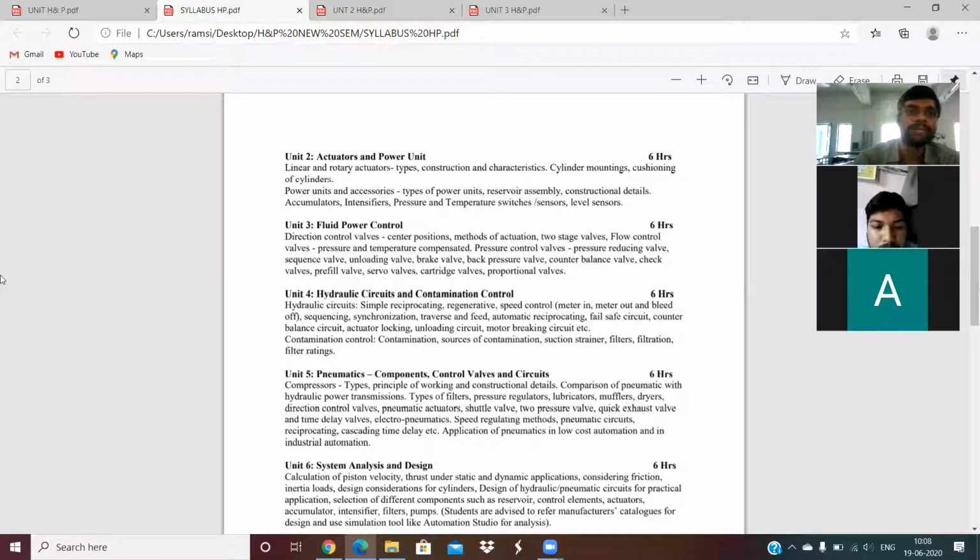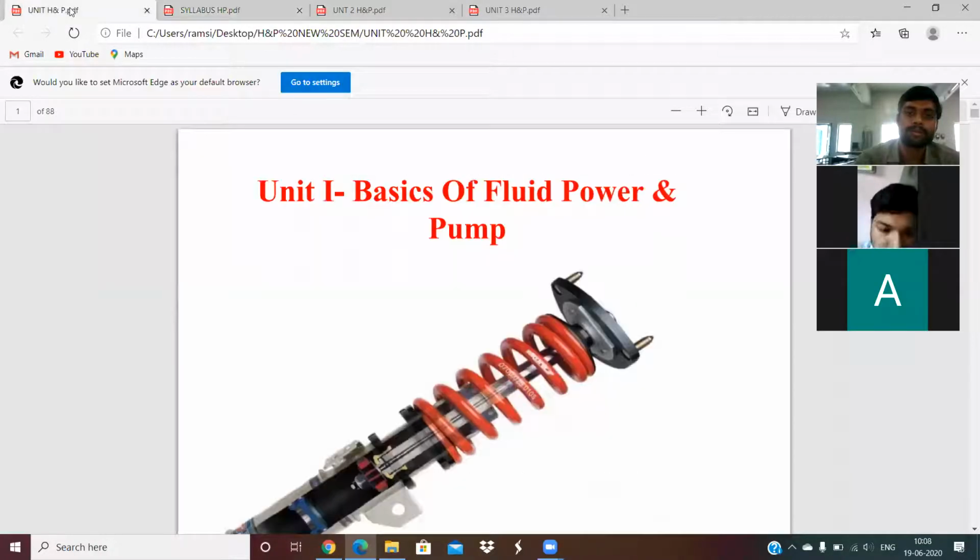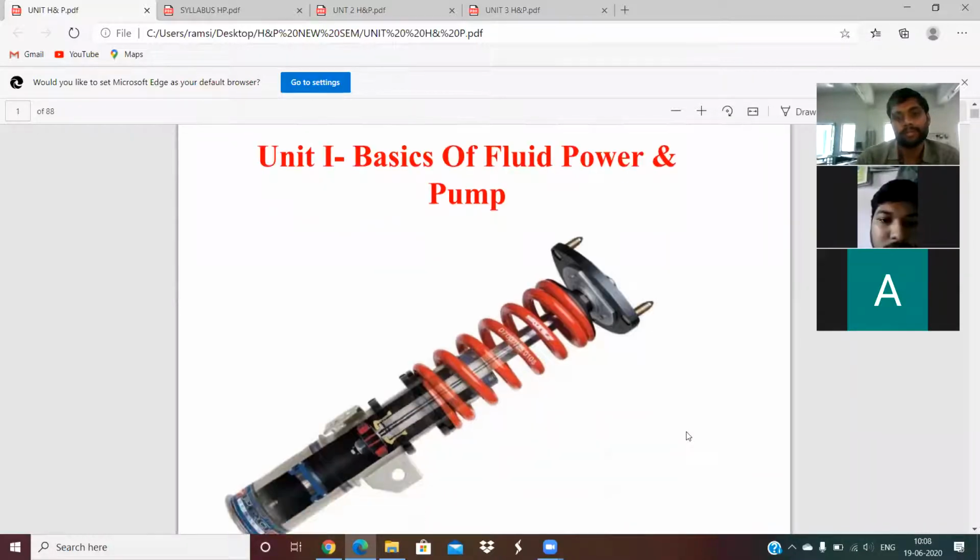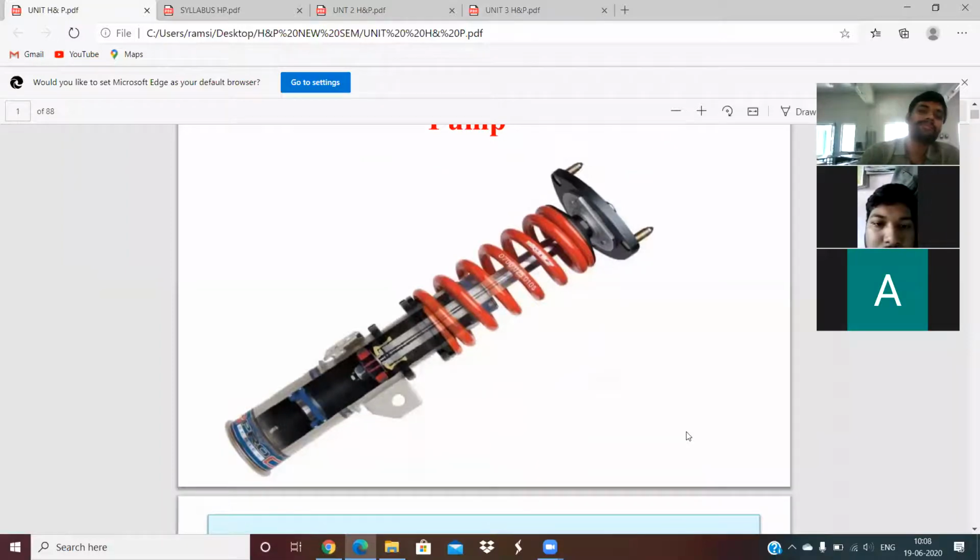Now we are going to see the PPT of chapter number 1. This is the chapter name. Unit number 1 is basics of fluid power and pumps. You can see that this is the actuator. Simply you can see on your screen.